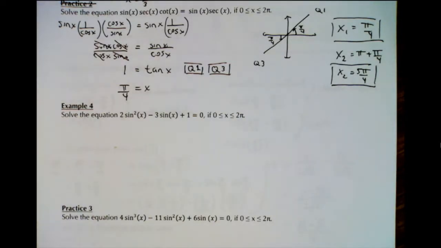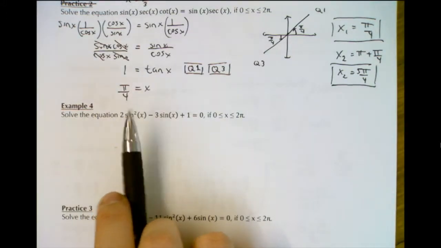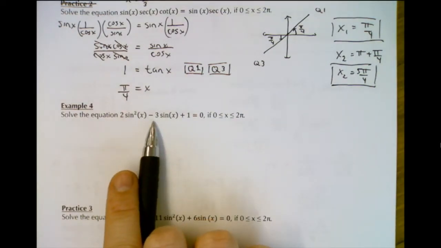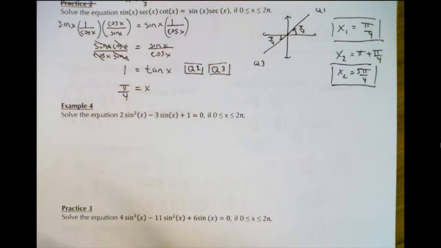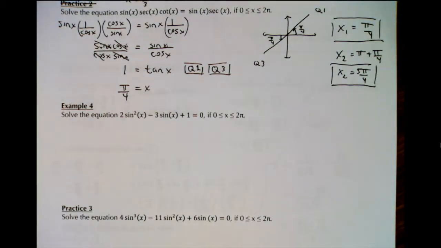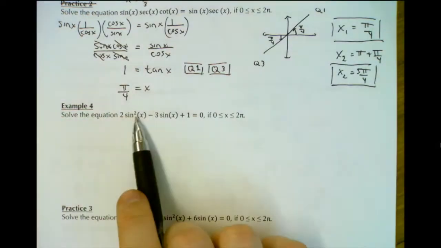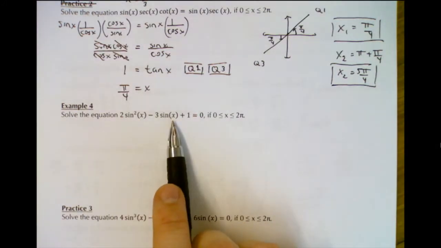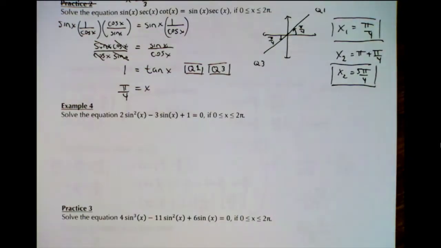Now our last example, example 4, is definitely quadratic. We can see it right from the beginning. Sine squared x is one of our first terms. So we've got 2 sine squared x minus 3 sine x plus 1 equals 0. This, very similarly to our first example that we did in our second video, has a squared term very visible right from the beginning. What makes it different is that we also have this x term. So we have 2 terms.